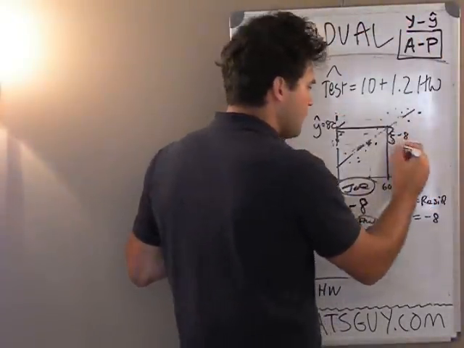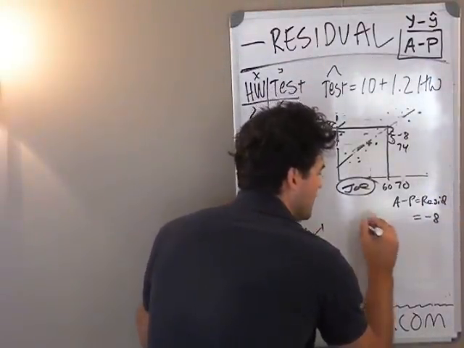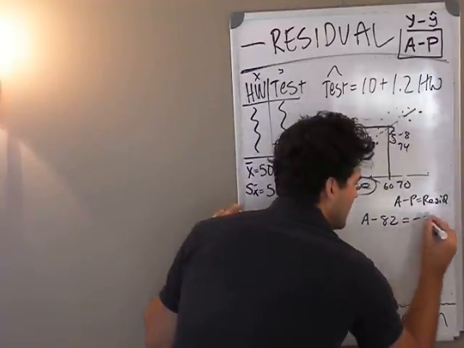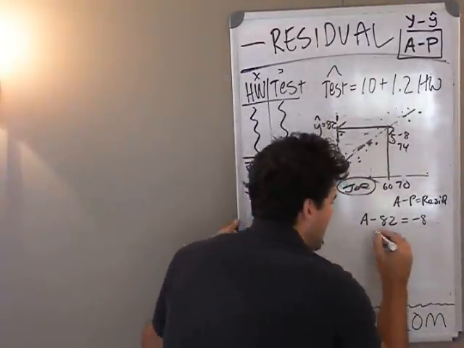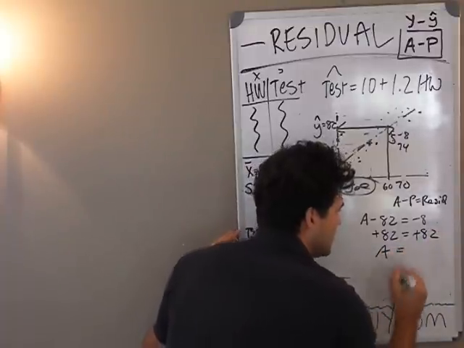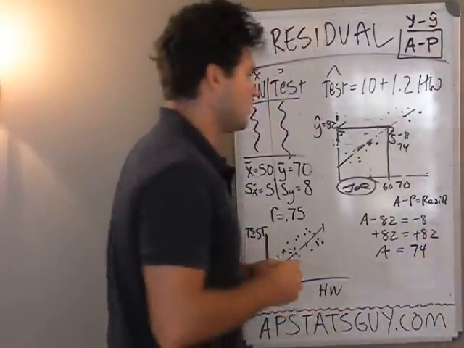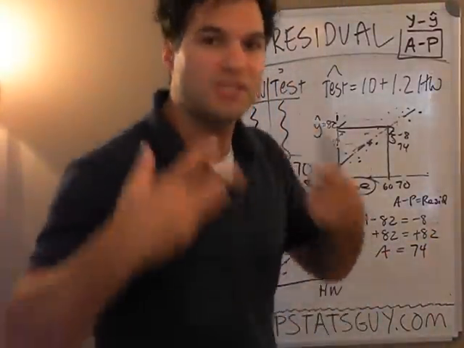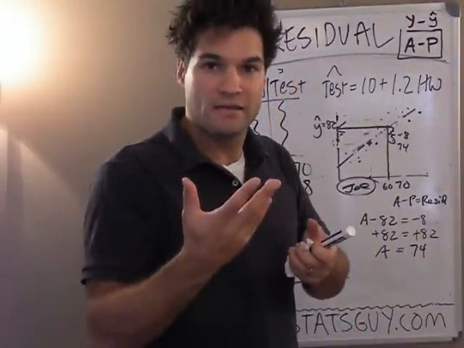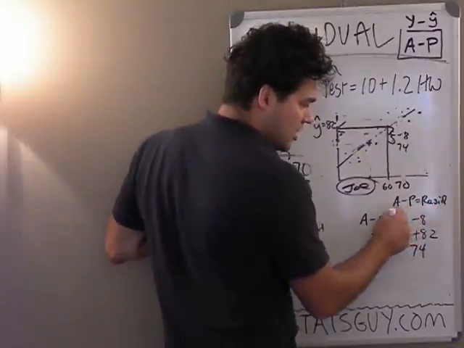It's 74, I'm guessing. But if I do it out like this, I have actual minus my predicted, which was 82, has to equal negative 8. I simply add 82 to both sides, and I get actual is 74, which is what we said. So given a residual, and then you give an X value, you plug that X value in, get a predicted. So you have the predicted, and you have the residual, you just need to solve for actual.